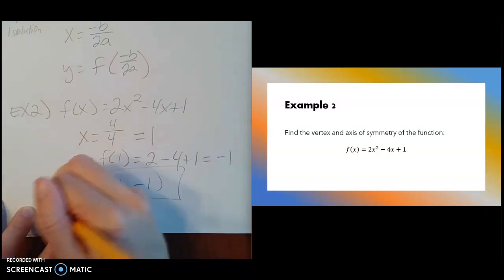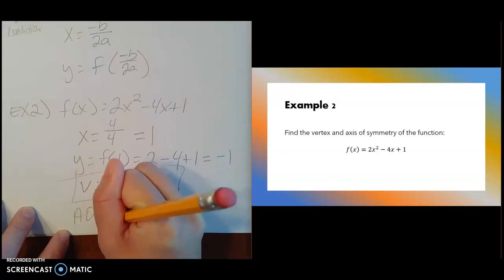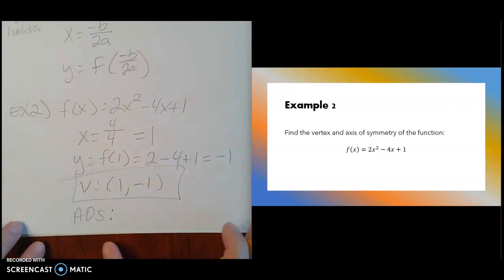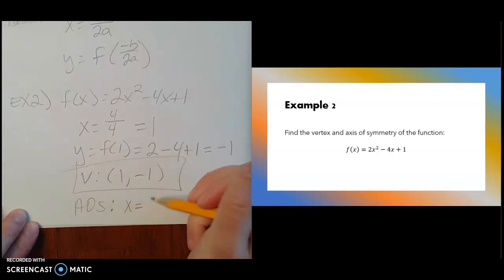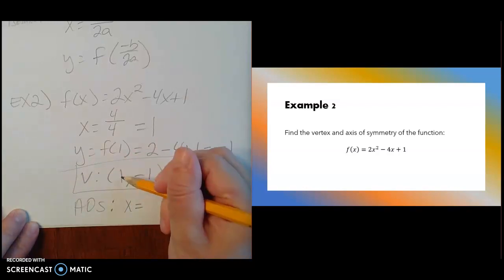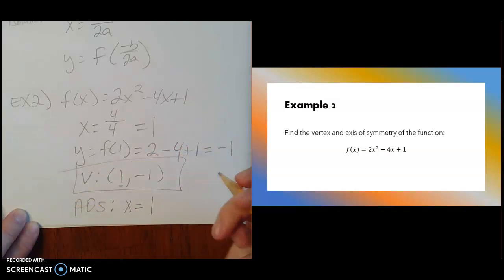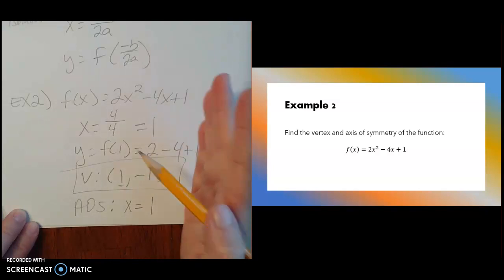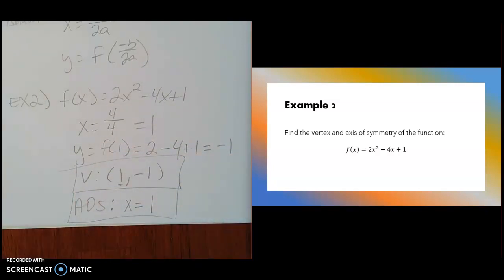Easy thing to add to that is the axis of symmetry, reminding you guys, the axis of symmetry for our parabolas should be a vertical line, so it's always x equals a number. And it'll go through the vertex, so the x value of our vertex is 1, so x equals 1. That vertical line that goes through the x-axis at 1 is your axis of symmetry.